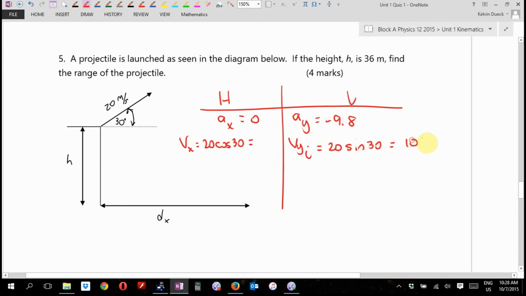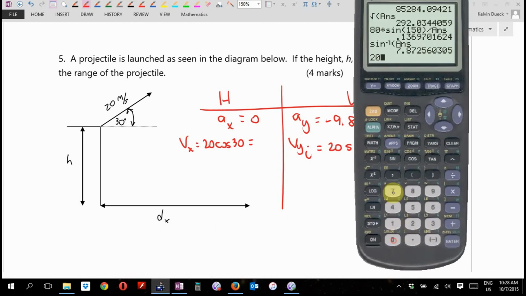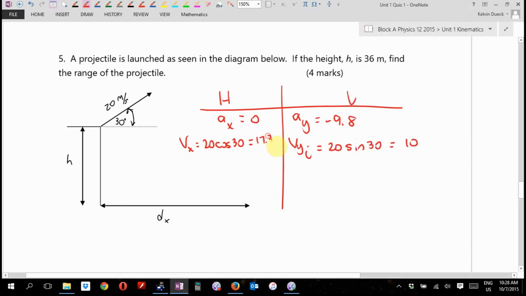I know this just ends up being 10. 20 cos 30. Cos 30 is 0.866. So it's going to be 20 times 0.866, which is going to be 17.32. I think I've used this number before. This is jogging my memory. 17.321. I'll carry an extra sig fig. 17.321. Oh. Dueck, you jerk.